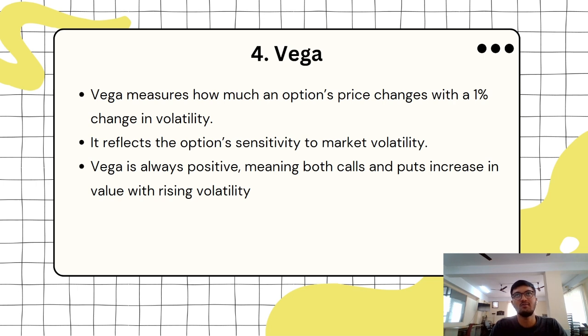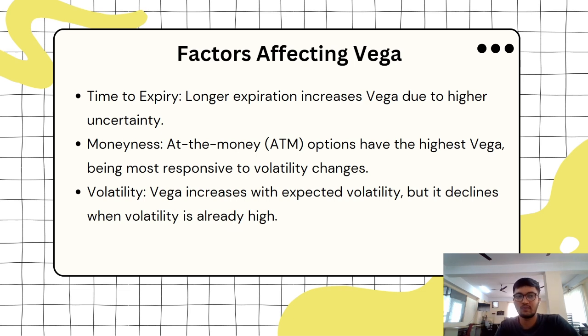There was a time when I was trading and the market was moving opposite to my direction, and I was making money. I was like, how? The volatility was increasing, and because of the Vega, my option premiums were increasing, be it call or put, both.